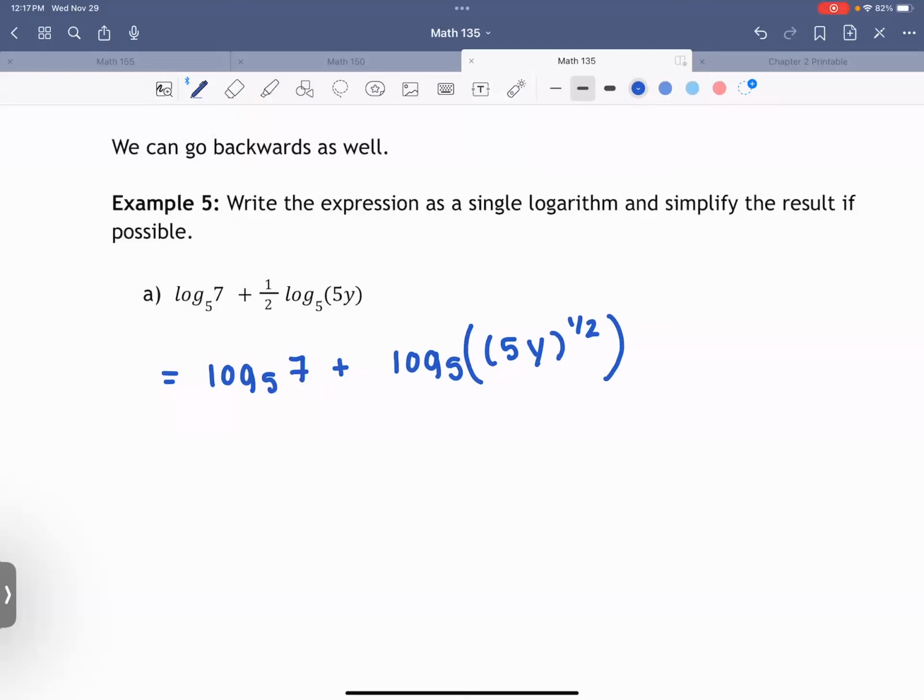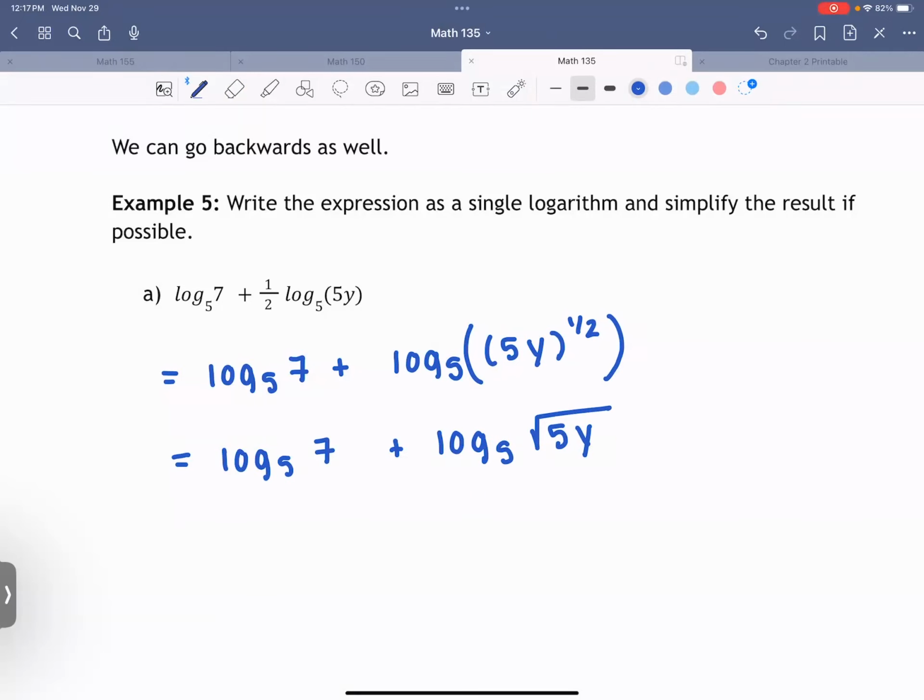Cool. Now, I think Zach just said it, but 1/2 is the square root. So another way you could write this is log base 5 of 7 plus log base 5 of the square root of 5y, which makes more sense. You don't have to do that. You could leave it as the 1/2 power, but I like the look of the square root. I think it looks nice, so I'm going to leave it like that.